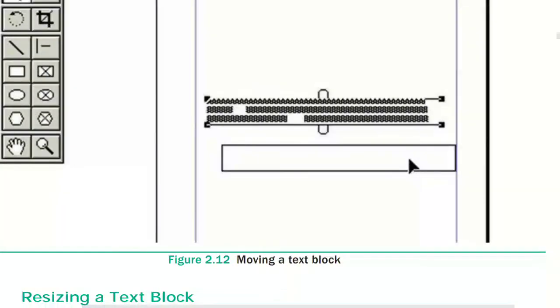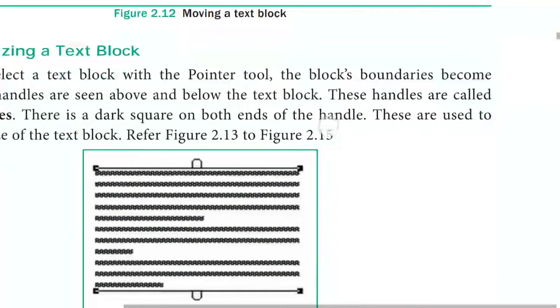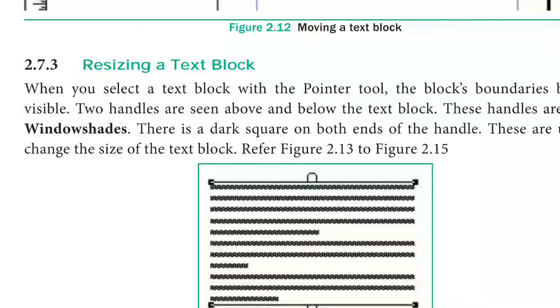When you select the pointer tool, the cursor will change like this, and you can keep the pointer on the text block, click with the left button, and drag wherever you want to move it. Then release the left button, and it will place the text block wherever you release the button.